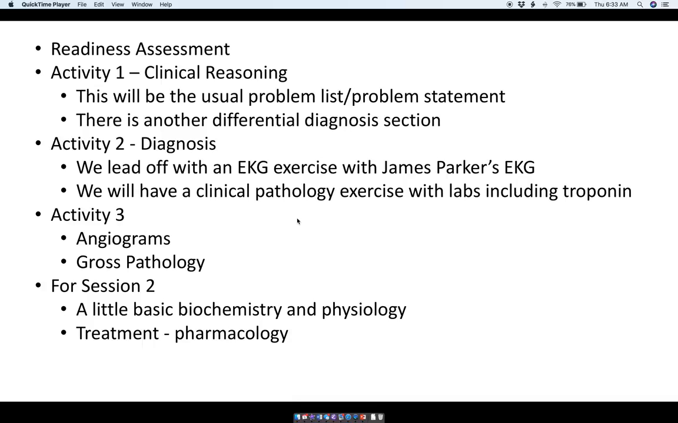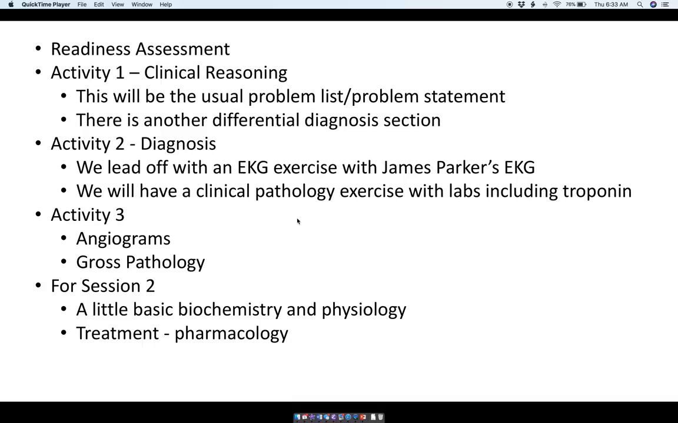Activity 2, we assume that the students do not know the diagnosis. We lead off with an EKG exercise, and that ends with James Parker's EKG, and he has an infarct in the inferior area of his heart. And then we also have a clinical pathology exercise.